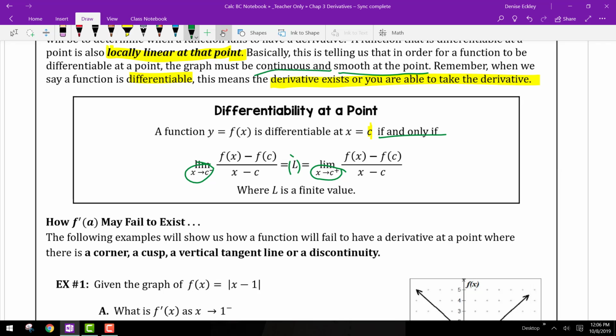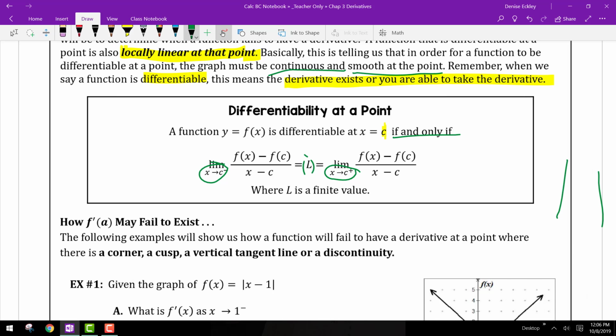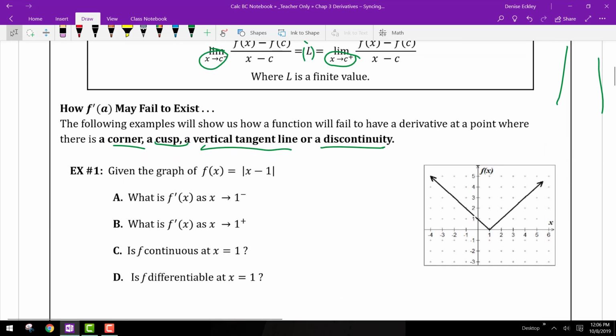Okay, how might this fail? How can f prime of c fail to exist? So we've seen examples of that already. Things like a corner or a cusp or a vertical tangent line or a discontinuity all cause the derivative to not exist.